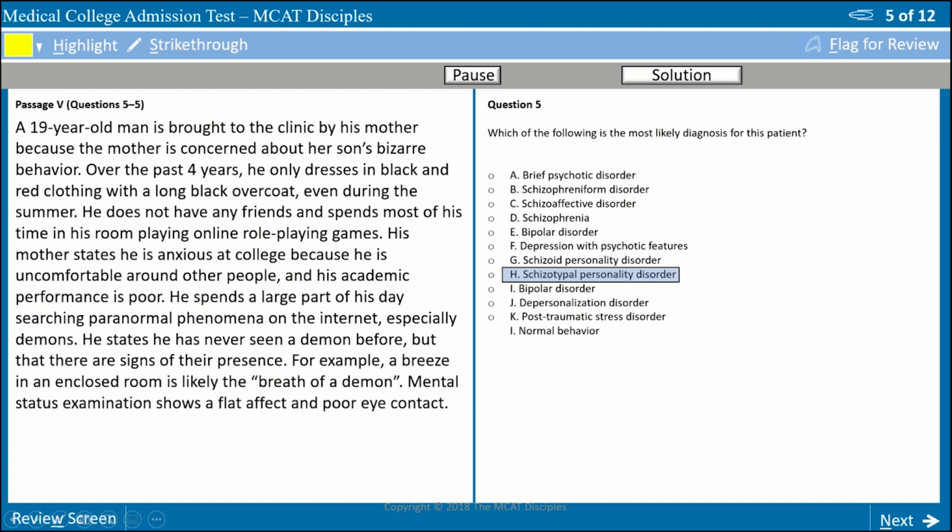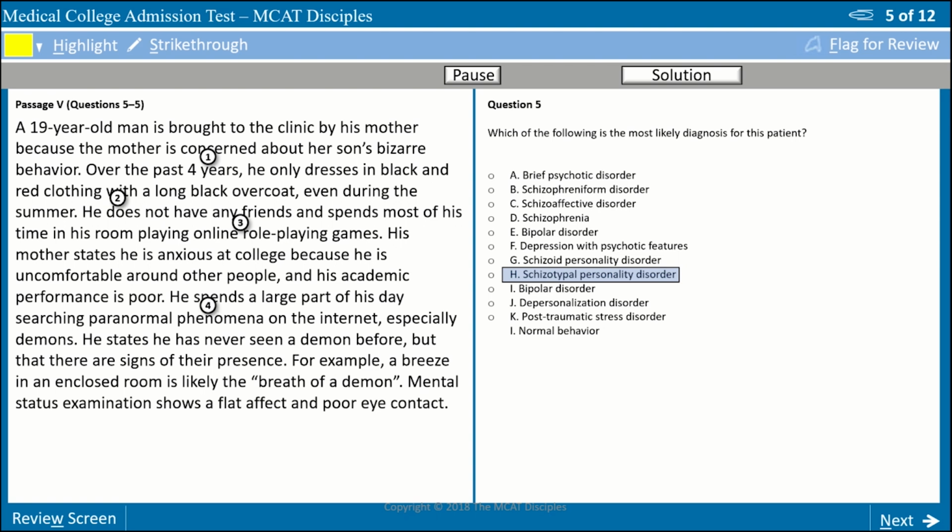This is schizotypal personality disorder. How do we know? Time course. At least over a year, usually on the MCAT, several years. He had eccentric and strange behavior. He's dressing in black and red with a long black overcoat even during the summer. It's quite odd. It's quite strange. He doesn't have any friends and spends most of his time in his room. The code switch to that is going to be social detachment, a characteristic of schizotypal personality disorder. Also schizoid, so we're not quite done yet. The strange behavior, however, is not really seen in schizoid, but this is schizotypal.